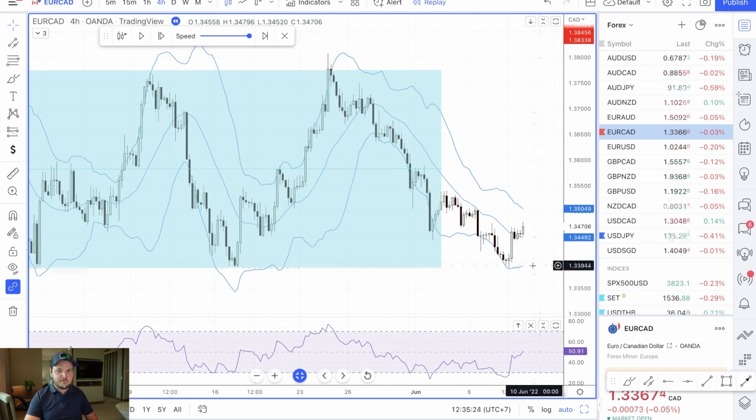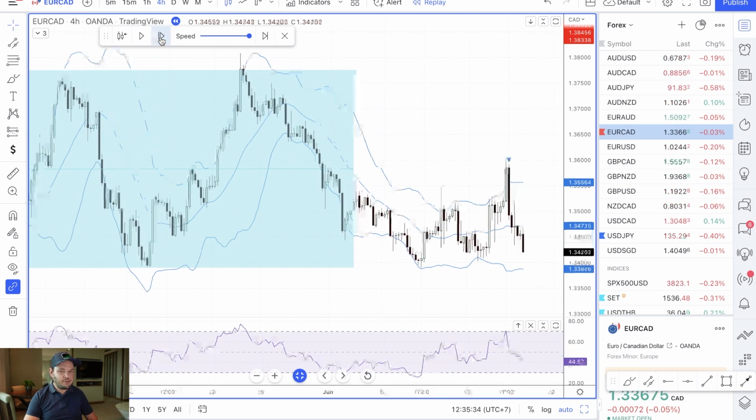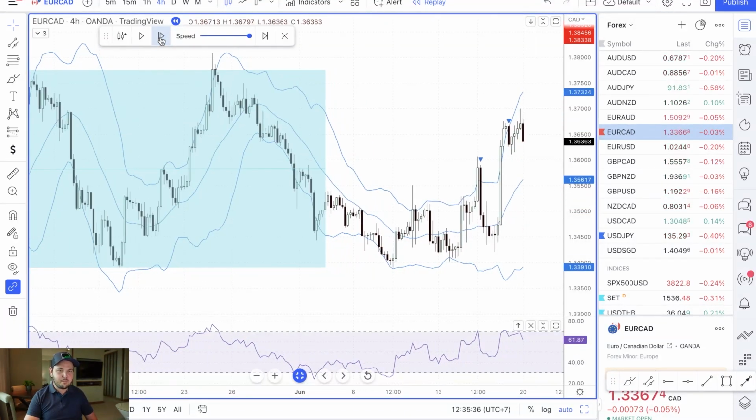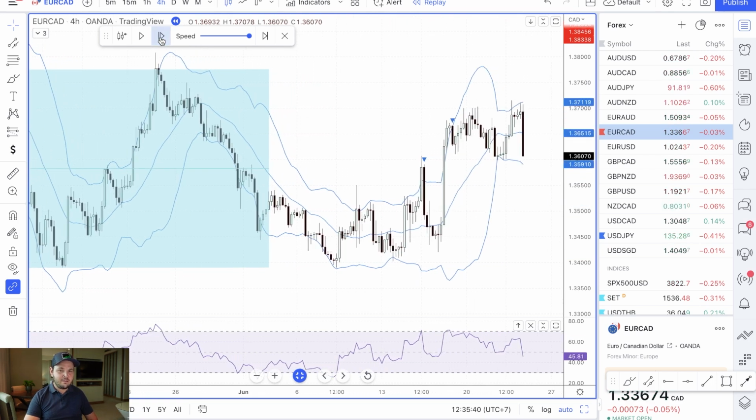Price is at the bottom here. I might do a breakout to the downside. We don't know yet. Let's move this forward. Okay, so we are still at the downside. Might break out here. Looks like no, we're going back up. Okay, at the top of the range. We're still within the range.